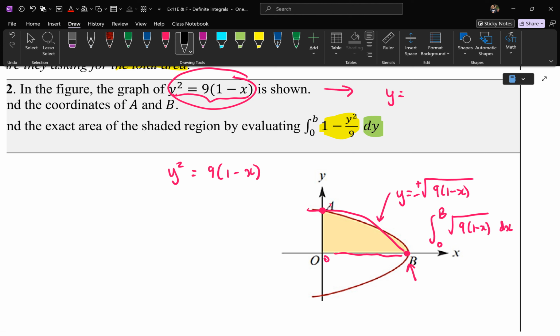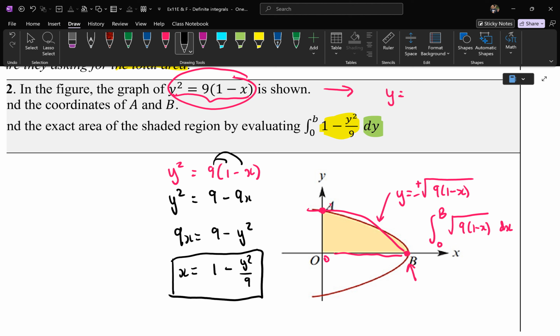And so what they did is, how do you integrate it along the y-axis? It means you change everything. Instead of delta x, it becomes delta y. That means all the equations have to be in terms of y. So expand the brackets. Move the 9s across, so that becomes what? 9x equals 9 minus y squared. Divide both sides by 9. And that's the equivalent equation, but x in terms of y.